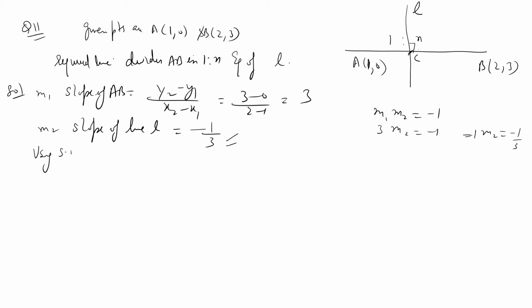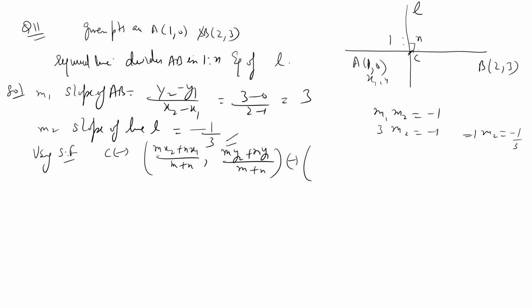So using the section formula, the coordinates of point C are (mx2 + nx1, my2 + ny1) upon m plus n. So this becomes, say this is x1, y1. You know how to apply the section formula. So this is 2 plus n upon 1 plus n, and this becomes 3 plus 1 plus n.